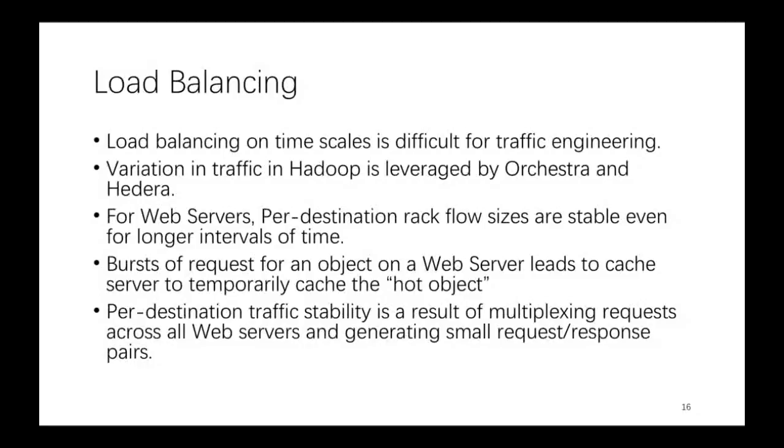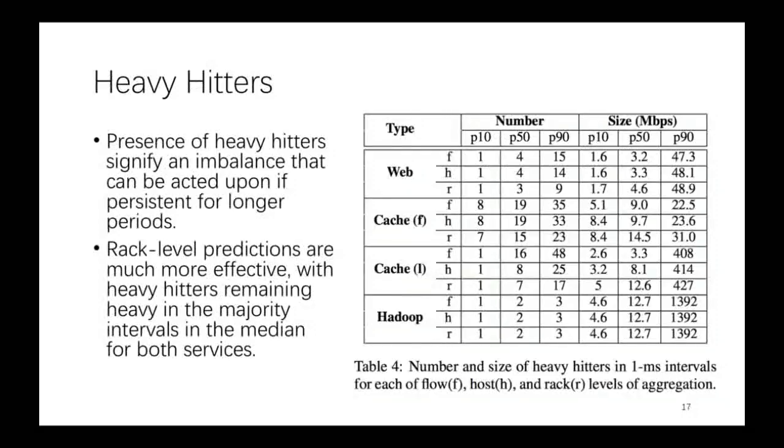A burst of requests for a hot object leads the cache server to cache it from the web server, and sustained activity for the hot objects leads to the creation of a replica of the object, which can spread across multiple cache servers to help spread the load. We now move on to heavy hitters. We look at the behavior of traffic at sub-second timescales to better understand its stability.